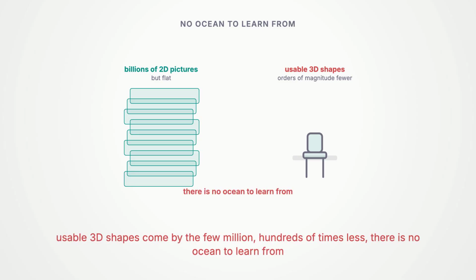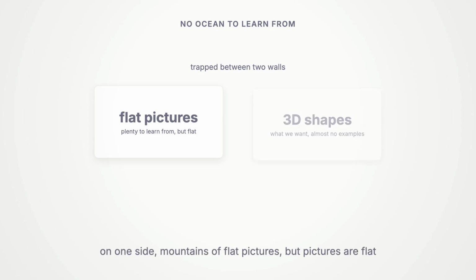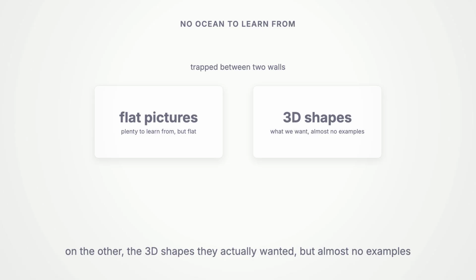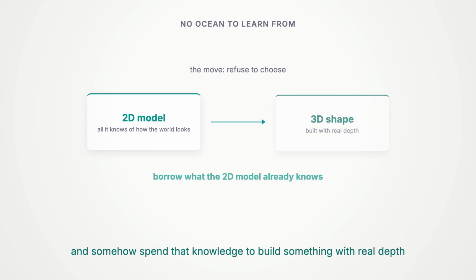So the early researchers were trapped between 2 walls. On one side, mountains of flat pictures they could learn from, but pictures are flat. On the other, the 3D shapes they actually wanted, but almost no examples to study. The move that cracked this open was to refuse to choose. What if you could borrow everything the image model already knew about how the world looks, all of it soaked up from those billions of flat pictures, and somehow spend that knowledge to build something with real depth?